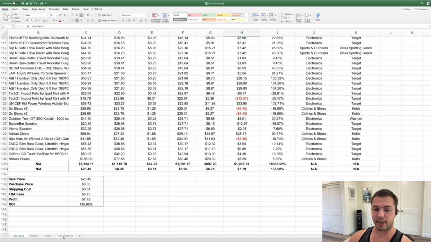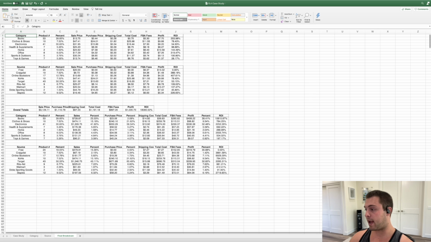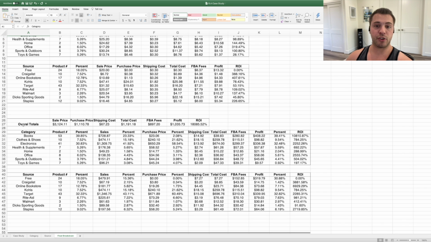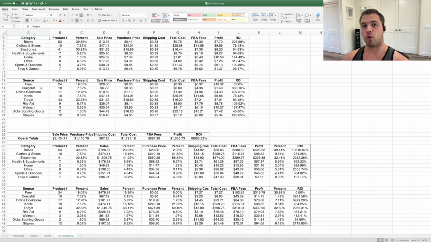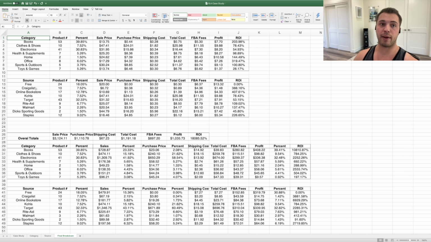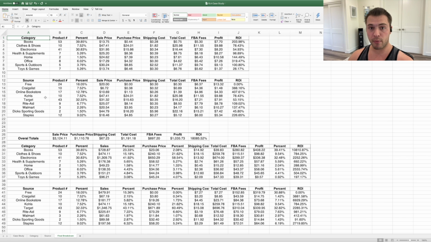Now, if you want to see the kind of final breakdown of this, what it actually looked like, here it is. So you can see overall the different categories here where I bought products. So we have the free section, we have Craigslist, we have a bookstore I went to, Rite Aid, Target, Walmart, Dick's Sporting Goods, Staples. You can see how many products I sold, what percent of the products that is, the sale price, and so on.